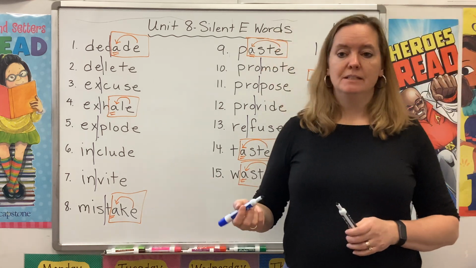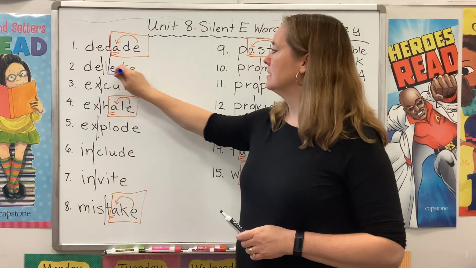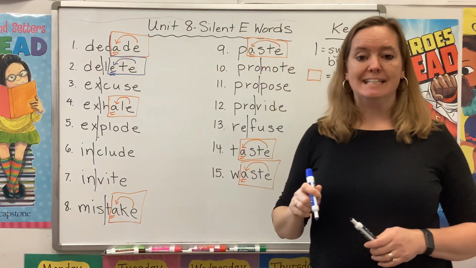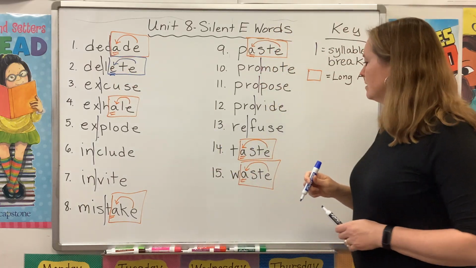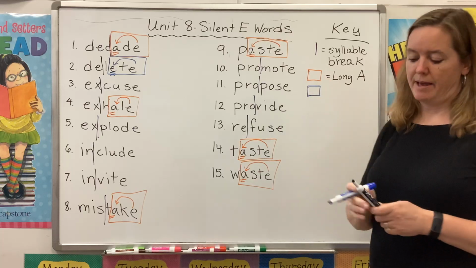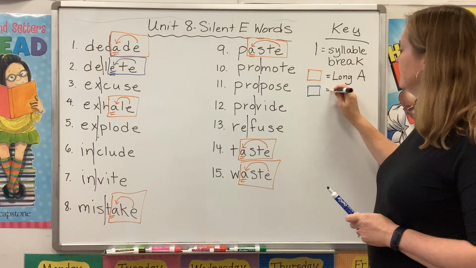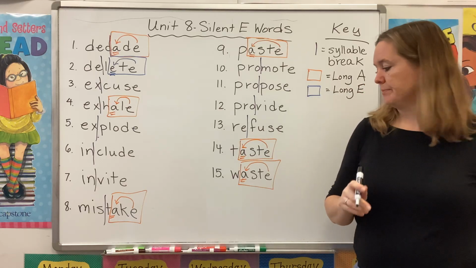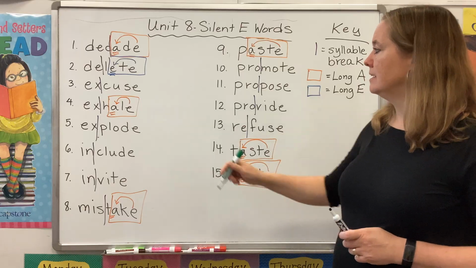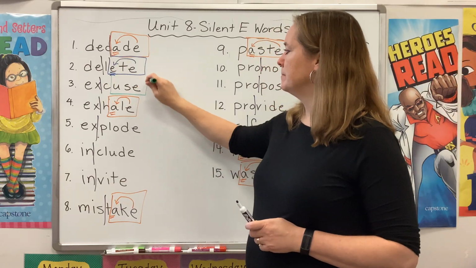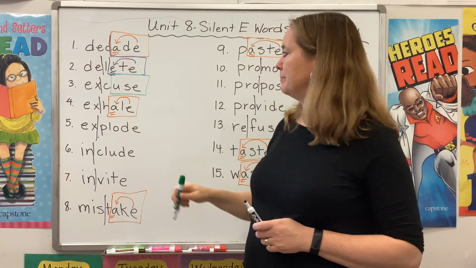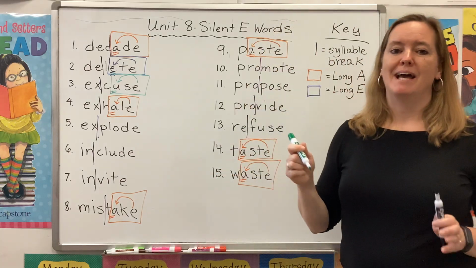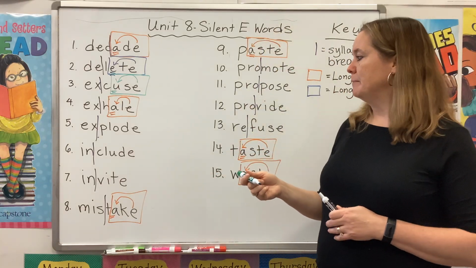Choose another color, and this time put a box around the E-T-E in delete. Okay, we only have one example today of a long E word. Okay, choose another color, and this time put a box around the U-S-E. The E is going to make the U say its name, excuse, right?